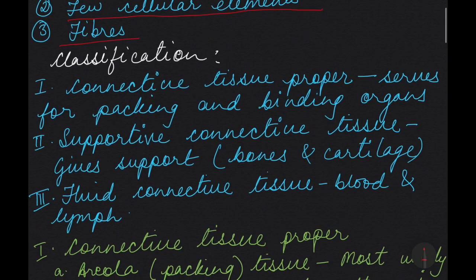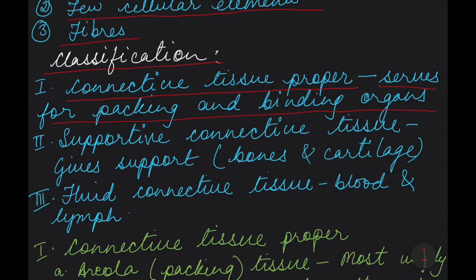Now, classification: there are three types of connective tissue. First is known as connective tissue proper. What does connective tissue proper do? It serves for packing and binding organs. Supposing you put some books inside a carton, and the carton is not tied properly, or you do not put any sellotape on it, what will happen if you lift it up? All the books will drop down, isn't it? In the same way, connective tissue proper packs and binds the organs together.